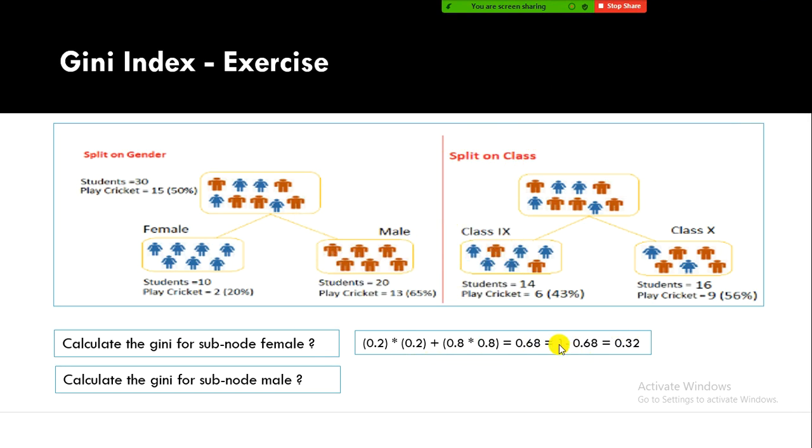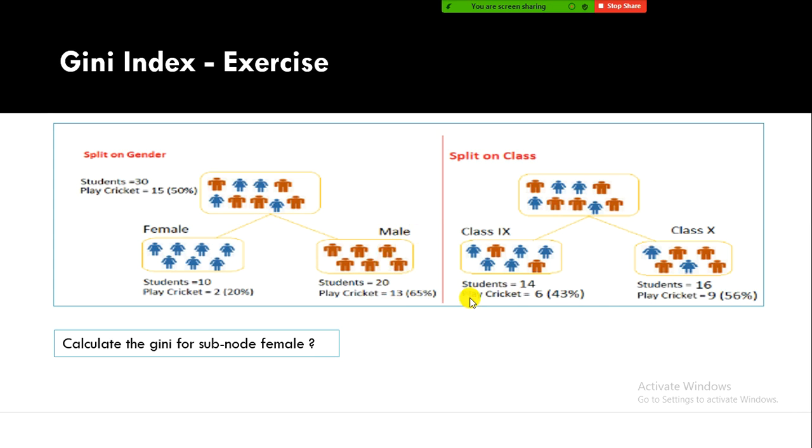When I solve this, I get 0.68. 1 minus 0.68 is 0.32. This is the Gini for my subnode female, 0.32. Similarly, what is the Gini for subnode male? How many students play cricket? 13. That is class 1, which is 0.65. Then the remaining 7, 0.35, don't play cricket.